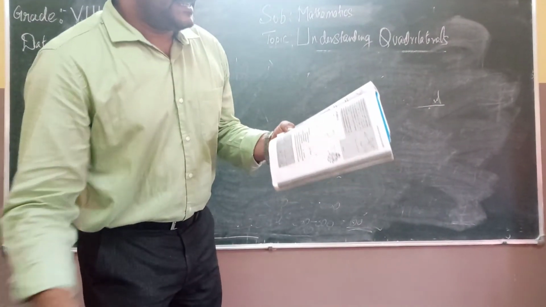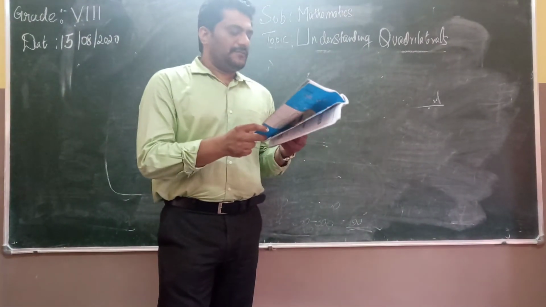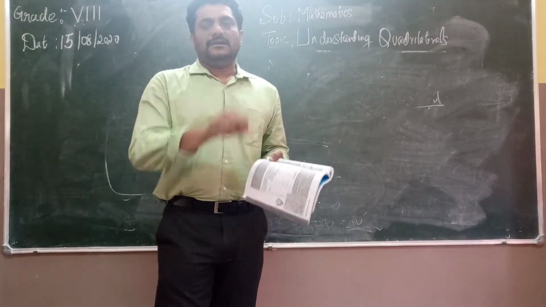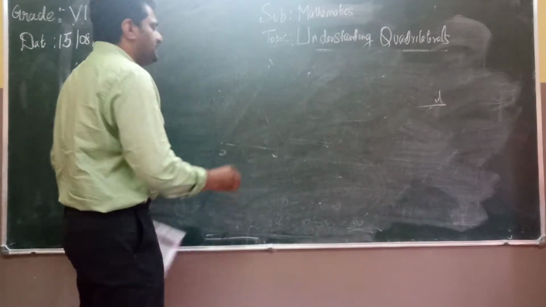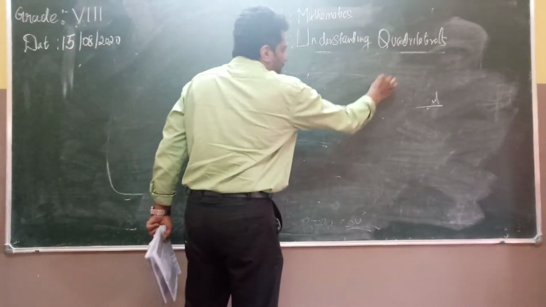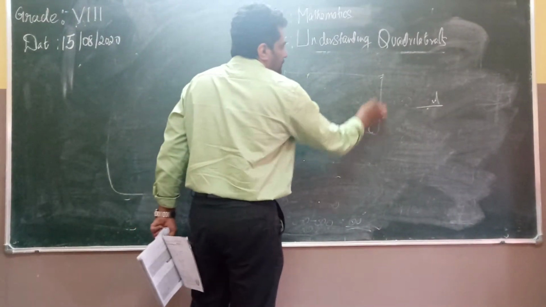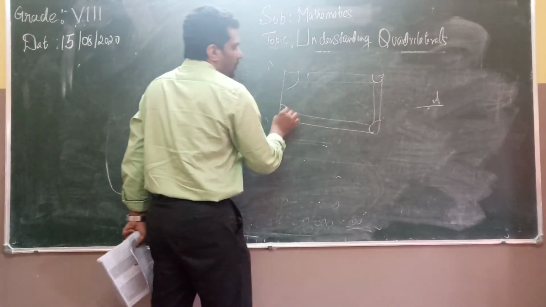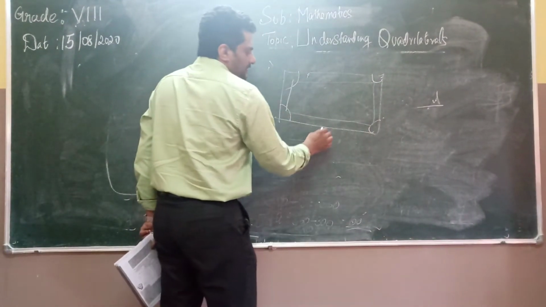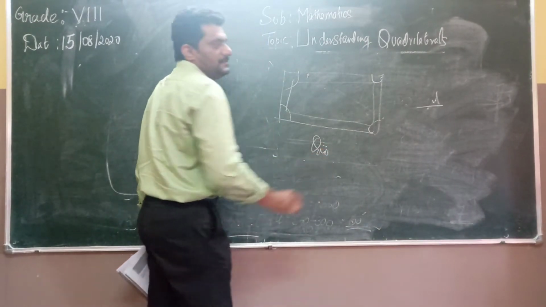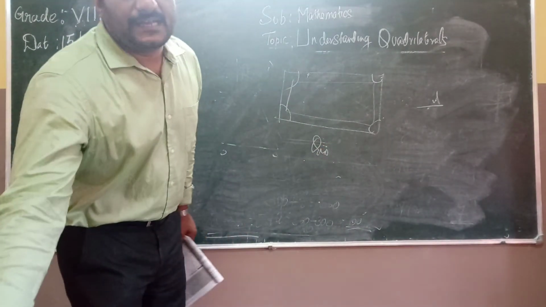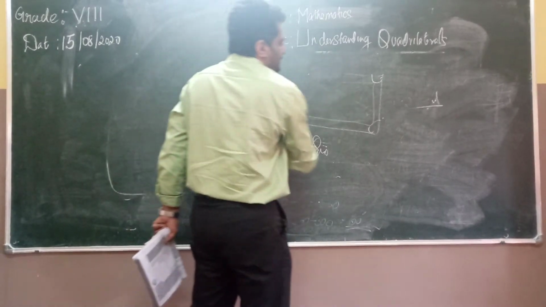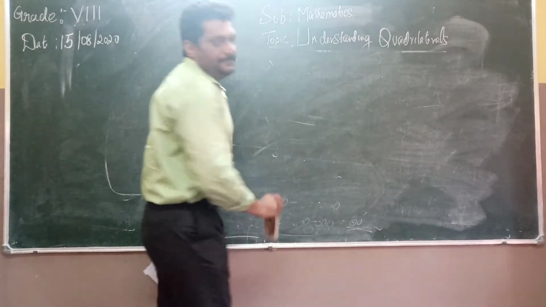Now that is about the second question. The third question: what is the sum of the measures of the angles of a convex quadrilateral? That means I am just asking you to find the sum of the angles in a quadrilateral. This we have already done in the previous class, so I want you to do that.